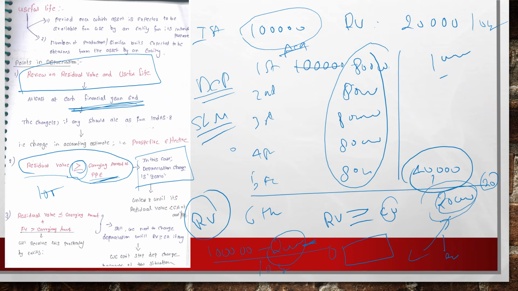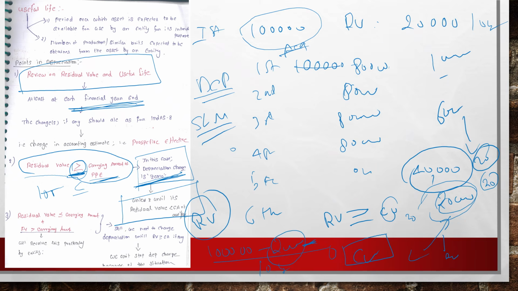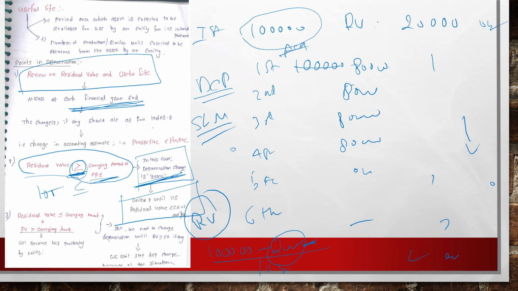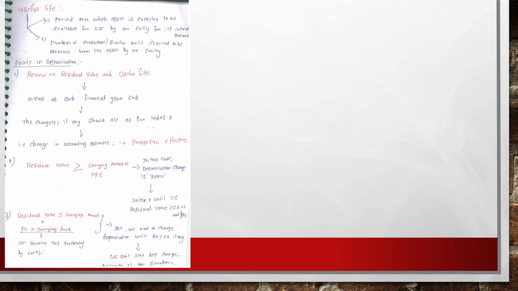because 1 lakh minus this 40,000 depreciation, the 60,000 is your carrying value, and you revalued this to 20k. So your carrying value is, sorry, your residual value is greater than or equal to the carrying value of the PPE, the depreciation should be zero, until the residual value is less than the carrying amount. Say suppose you revalued this asset to 20k. In the next year, you revalued that asset to 60k. Then you can start depreciation in the next years.